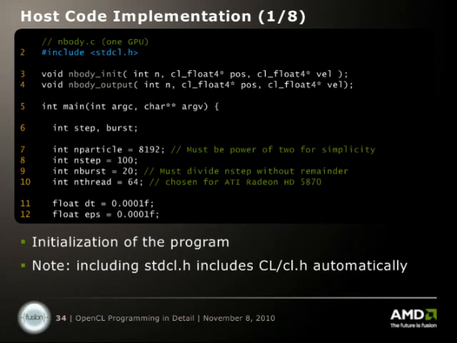Then the main program begins, and initially some parameters are set up for the rest of the program. In this case, we're simply hard coding our system to have 8192 particles. We're going to simulate this for 100 time steps, in bursts of 20 steps, which defines the time between when we read data back from the GPU. And we're going to set the number of threads, or the local workgroup size, to be 64. This is chosen simply to be a good number for a Radeon 5870.